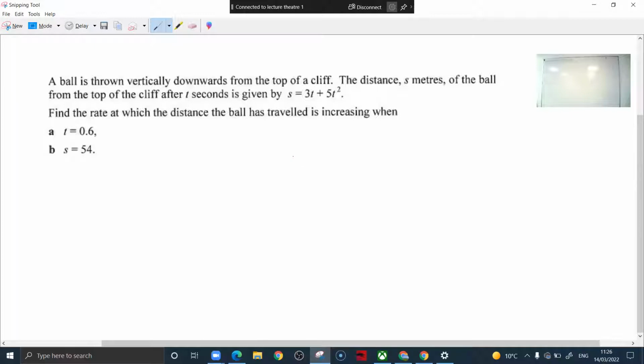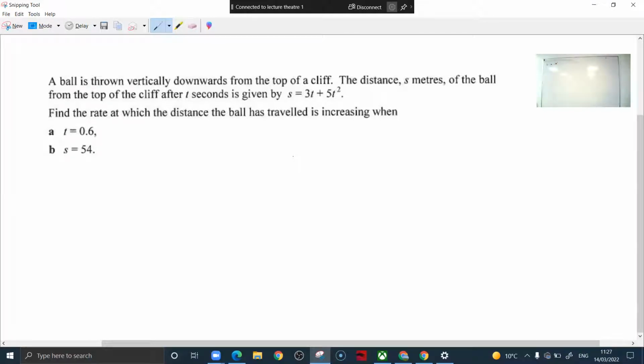Okay, so we are going to have a look at this question. A ball is thrown vertically downward from the top of a cliff. The distance s meters of the ball from the top of the cliff after t seconds is given by that. So the equation of the distance is given, which is s equals 3t plus 5t squared.